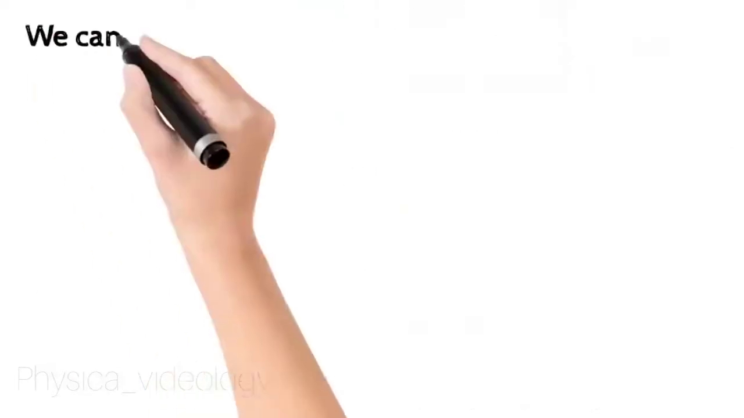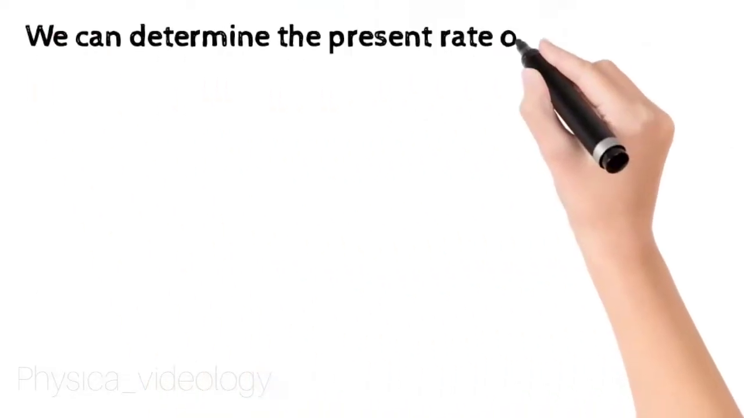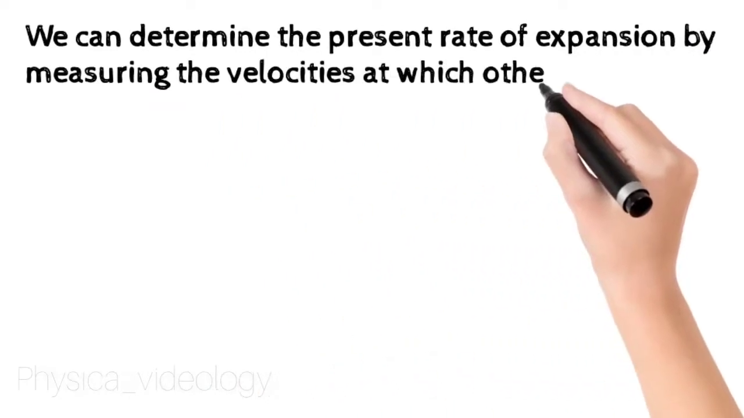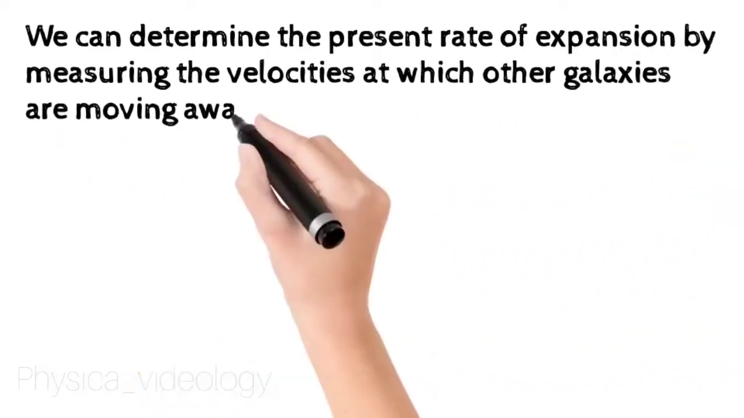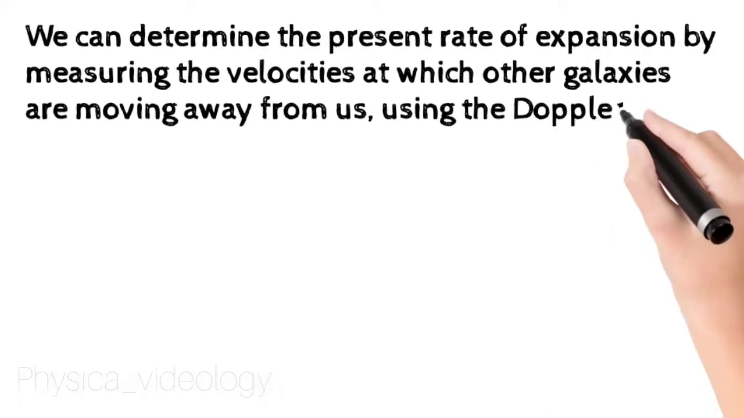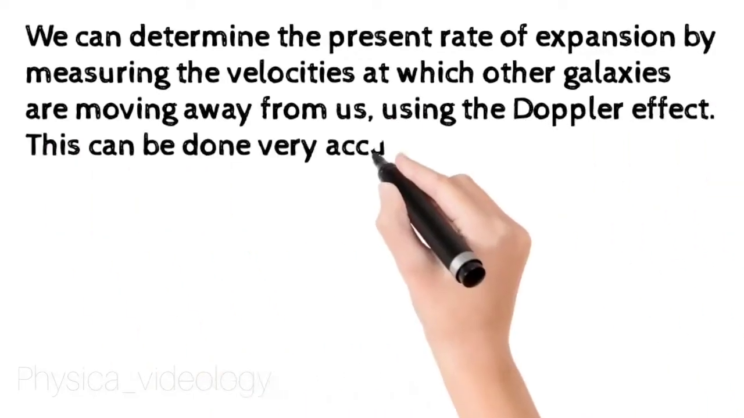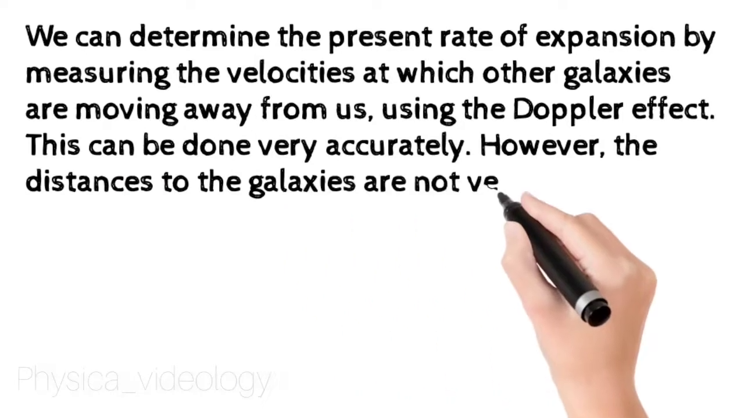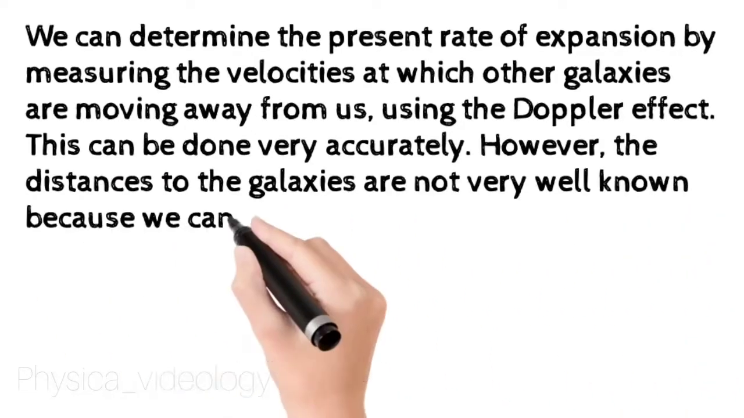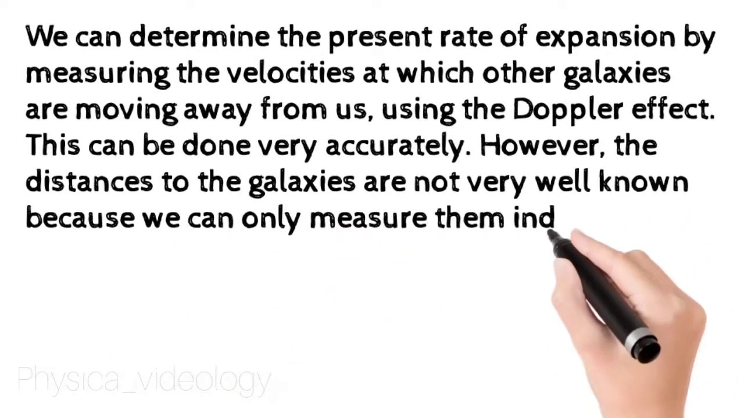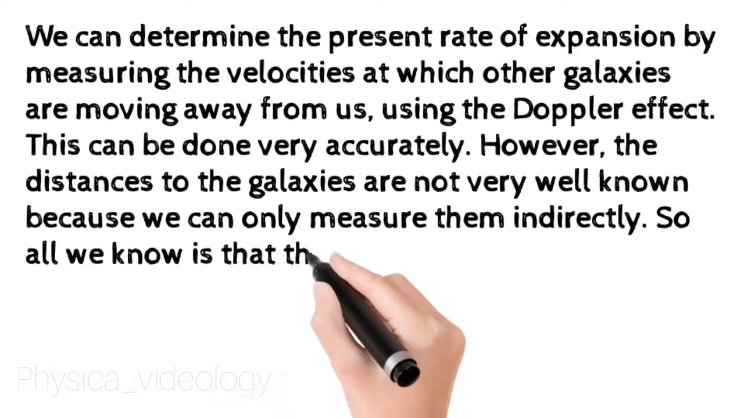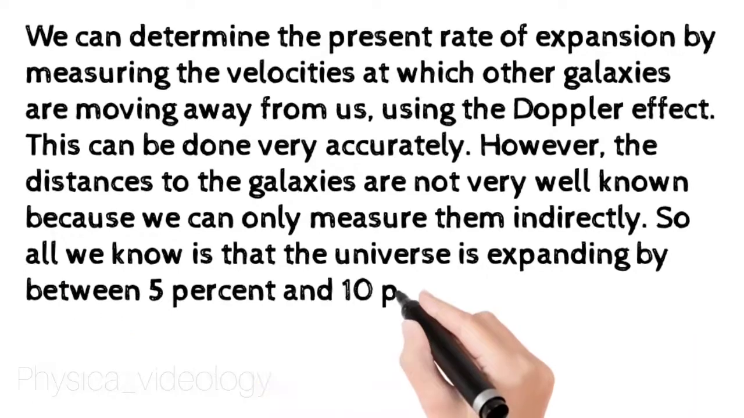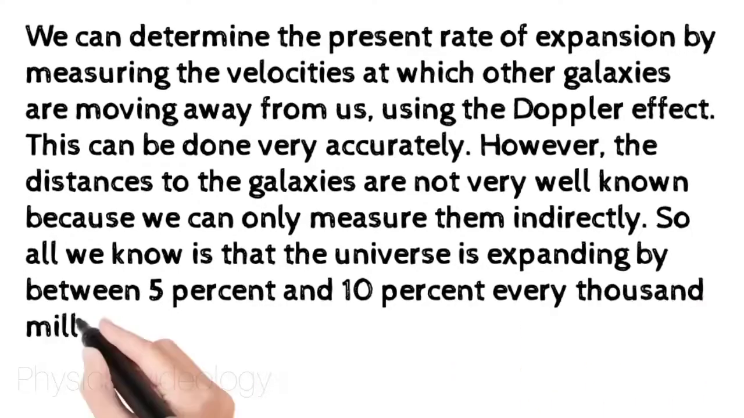We can determine the present rate of expansion by measuring the velocities at which other galaxies are moving away from us, using the Doppler effect. This can be done very accurately. However, the distances to the galaxies are not very well known because we can only measure them indirectly, so all we know is that the universe is expanding by between 5% and 10% every 1,000 million years.